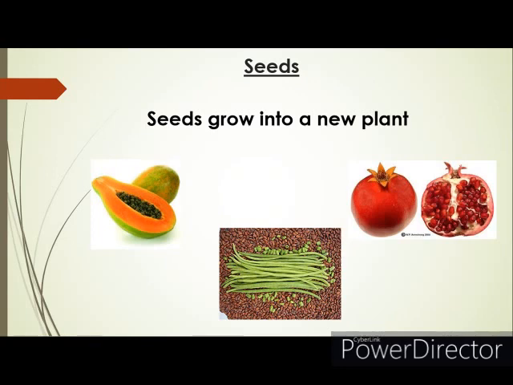When we cut fruits, you can see different types of seeds. When we cut mango, we can see only one seed. But when we cut this papaya or pomegranate or peas, we can see so many seeds. Okay, and we can also see seedless fruits. For example, banana. Banana is a seedless fruit. We cannot see any seed inside banana.